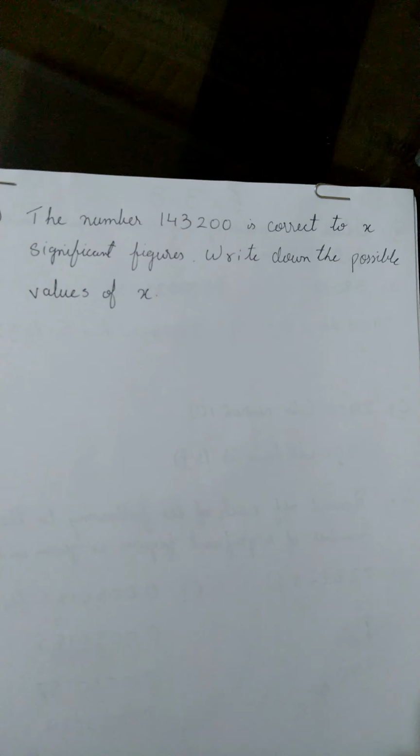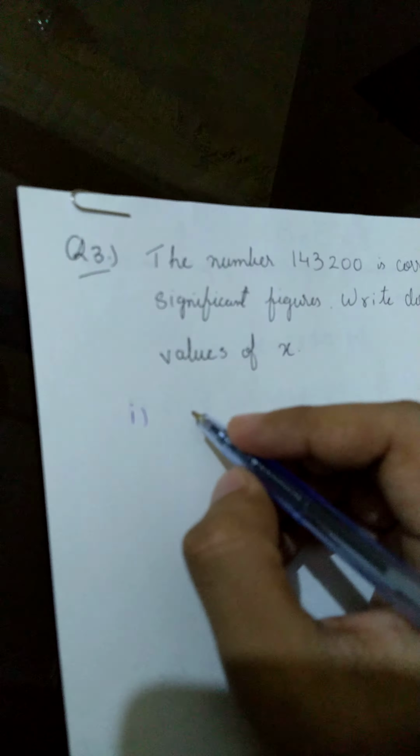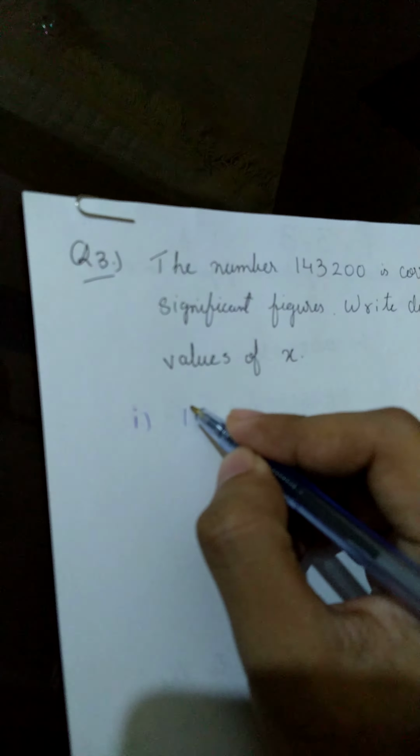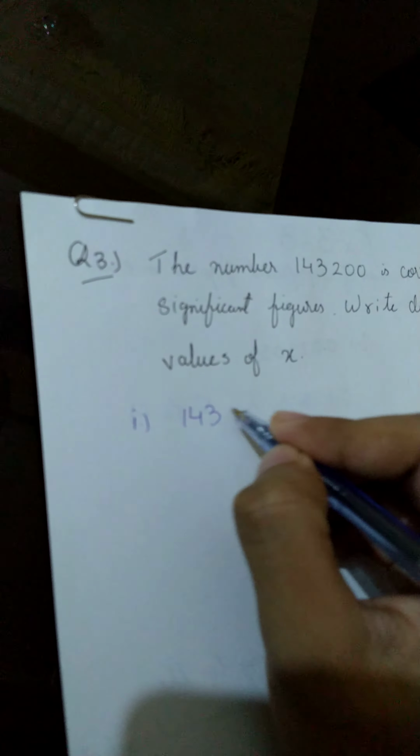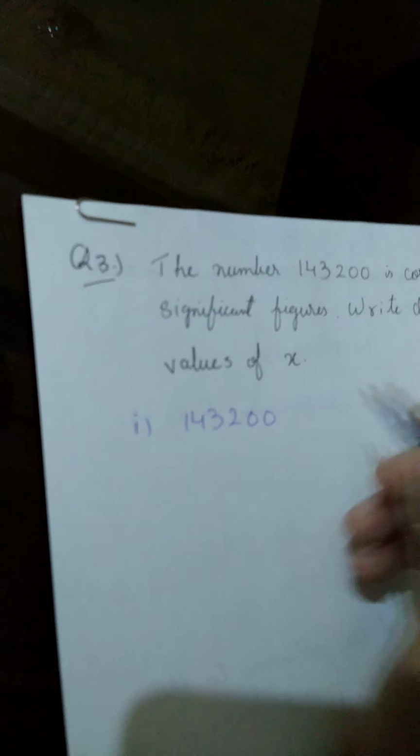We have to find the possible values of x, that is, how many possible numbers of significant figures this number can have. So let's start with our first solution. 143200, this is our number. As you can see, in the initial stages, 143200. How many significant figures are here?